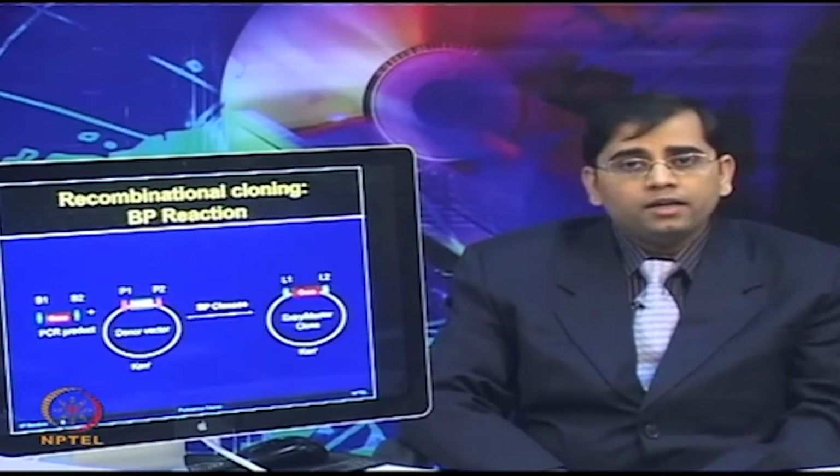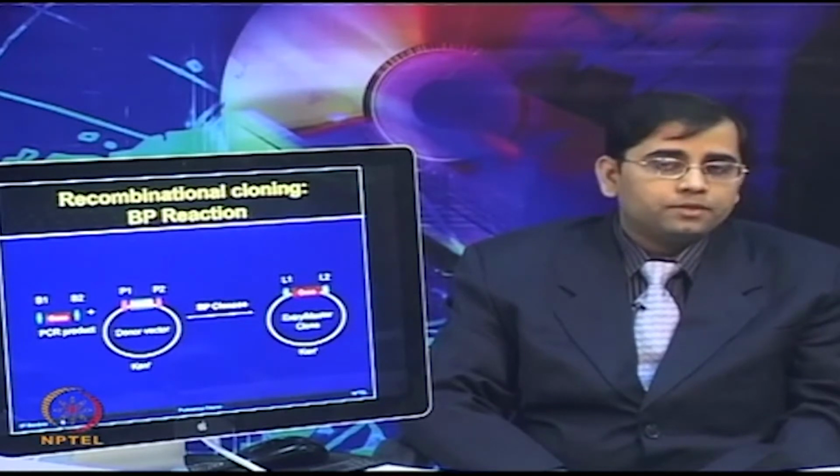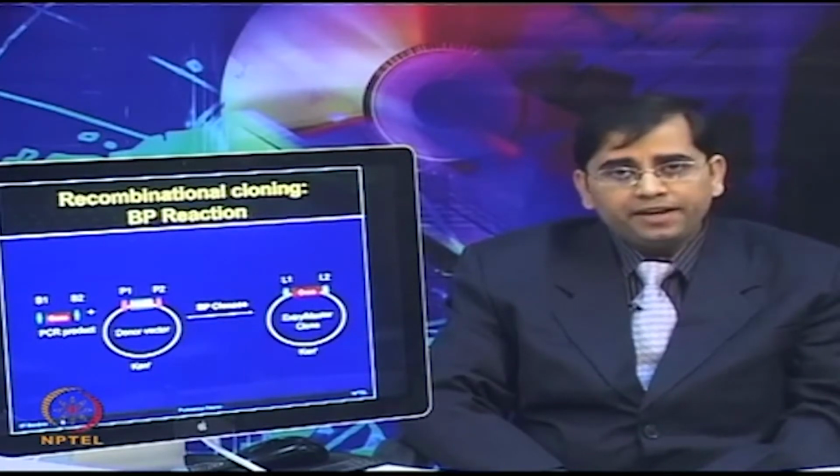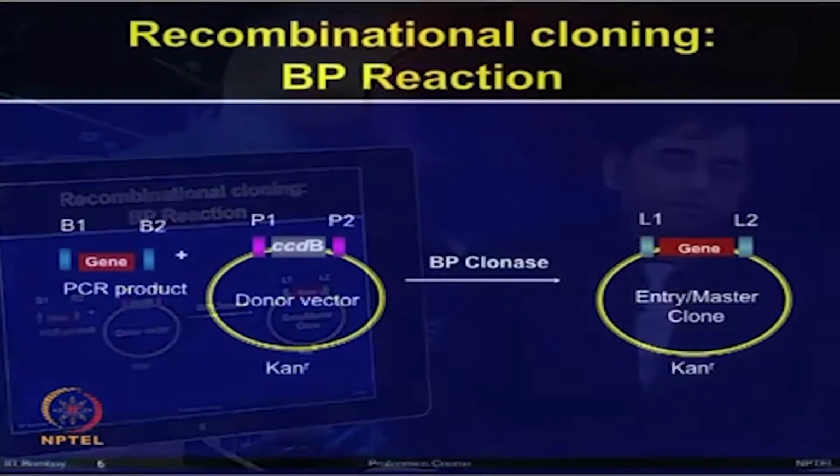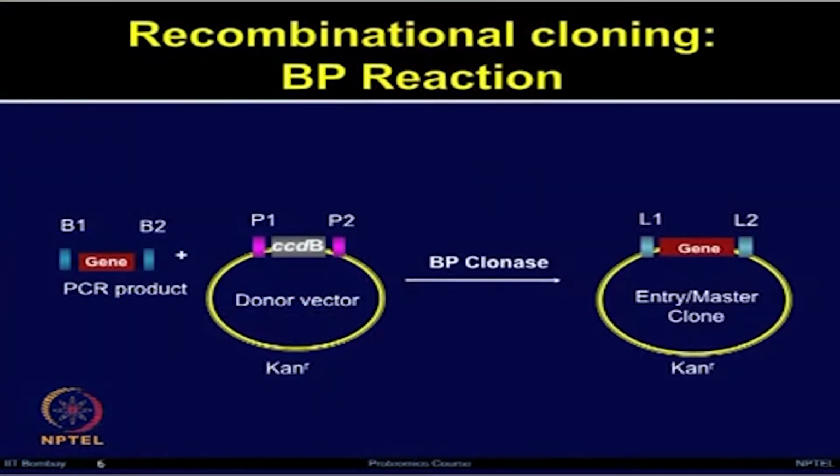Broadly, recombinational cloning involves two reactions, the BP reaction and the LR reaction. So, let us talk about the BP reaction. When a reaction is run to mix att B and att P sites, such as when making master clones, this step is catalyzed by the BP clonase enzyme, and it is known as the BP reaction because of att B and att P site involvement.